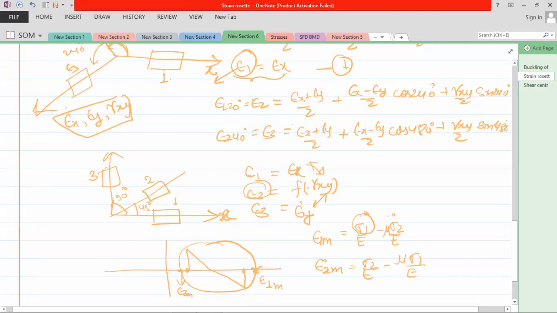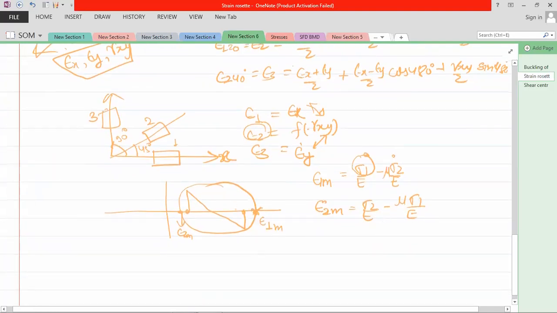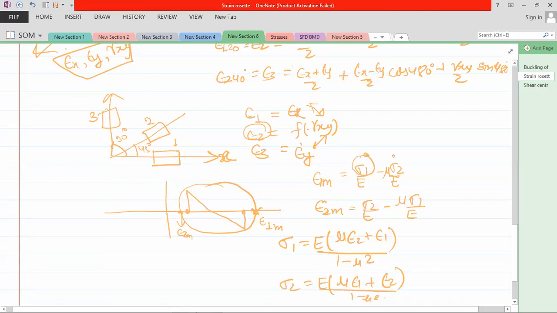So if you solve for epsilon 1m and epsilon 2m, you can directly get sigma 1 equal to E times epsilon 1 plus mu epsilon 2 divided by 1 minus mu square, and sigma 2 equal to E times epsilon 2 plus mu epsilon 1 divided by 1 minus mu square. That means you can directly get the maximum principal stress and minimum principal stress. Okay, these are your values.